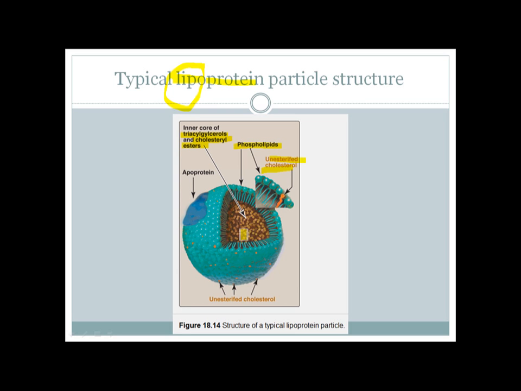Okay, and that's why you need something to help it transport through blood, and here comes the helper molecule, which is the apoprotein. So apoprotein increases the water solubility of the lipoprotein molecule, and that's why lipoprotein molecules can be easily transported from anywhere to anywhere in your body. This is the basic structure of a lipoprotein molecule.